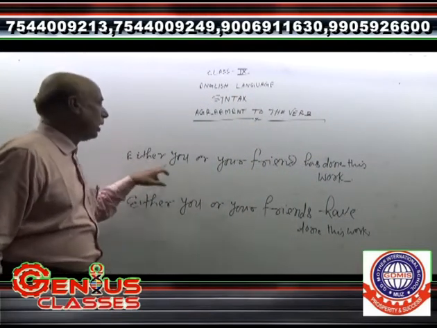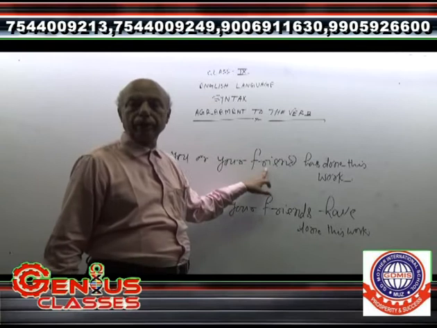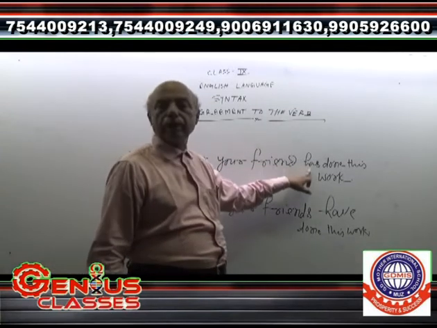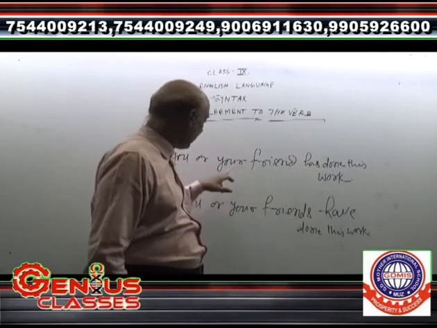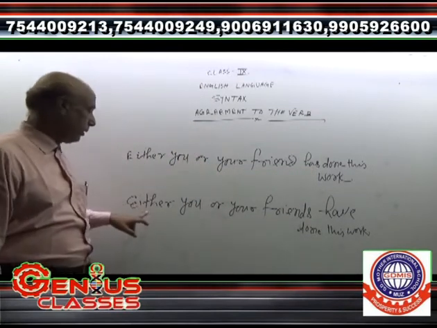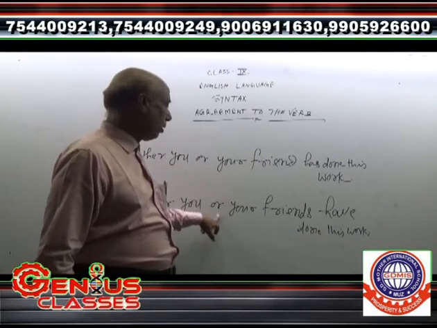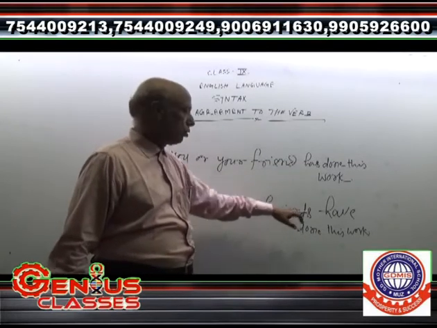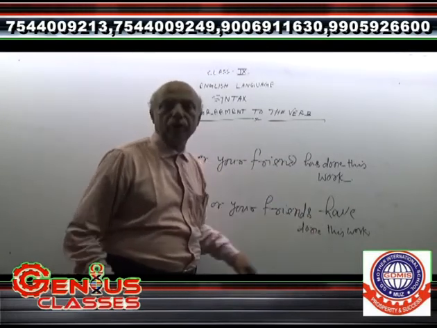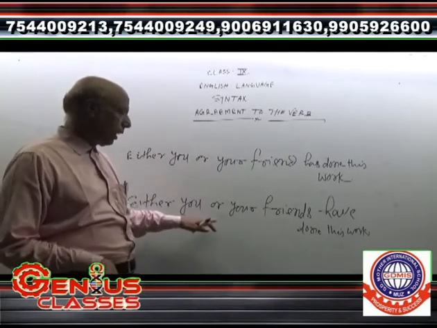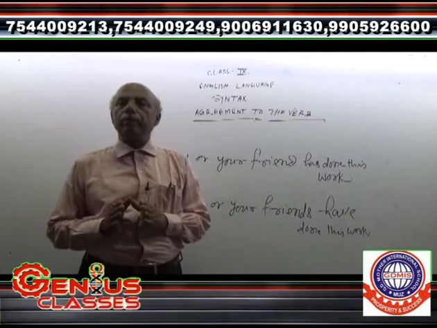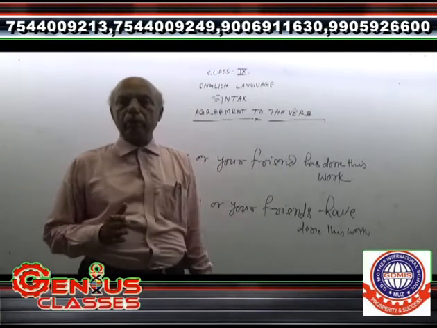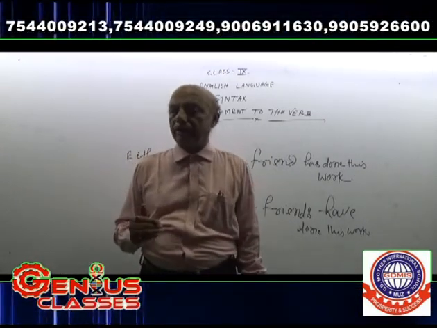here, either you or your friend. Here friend is singular. That is why a singular verb has been used. Singular subject, singular verb after or. Here after or, plural subject, so a plural verb has been used. So it is quite appropriate as per the rule that has been given by the grammarian.